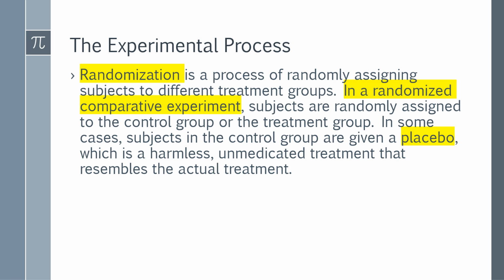Experimental process: randomization. When we deal with experiments, it deals with randomization. It's the process of randomly assigning subjects to different treatment groups. In randomized comparative experiments, subjects are randomly assigned to the control group or the treatment group. In some cases, subjects in the control group are given a placebo, which is a harmless, unmedicated treatment that resembles the actual treatment. Alright, this is what we talked about in class. And I told you a placebo is more like a sugary pill. But again, we're going to see how this operates in our classrooms.